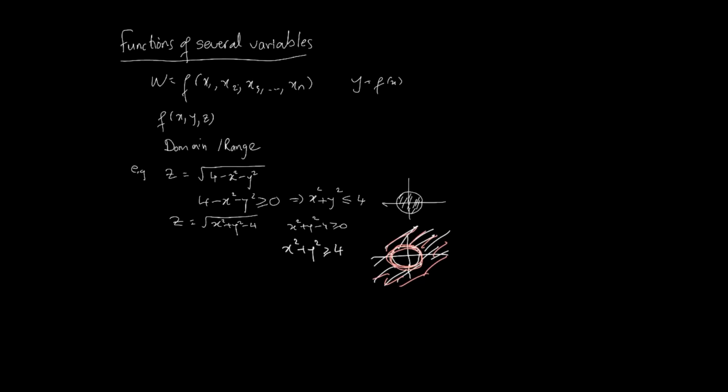We can look at other examples, for instance, z equals 1 over xy. Clearly this requires that xy not be 0. Other than that, everything seems to be okay. The range of this function will never be 0, so it is minus infinity to 0 and 0 to plus infinity. Another example would be z equals sine of xy. Here, the entire xy plane is the domain of the function.